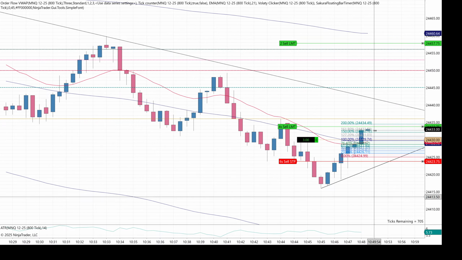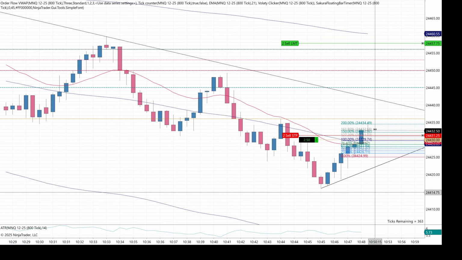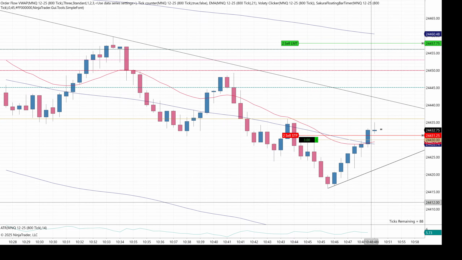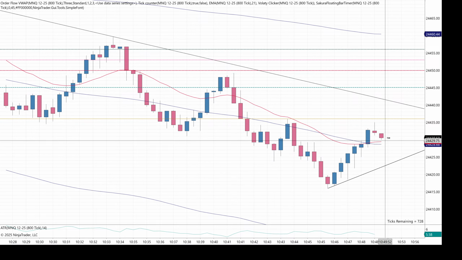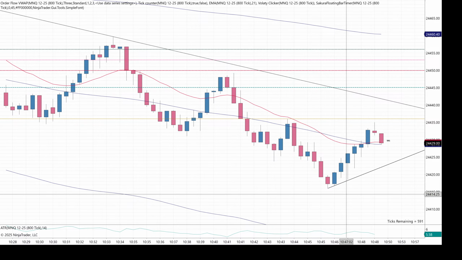We're almost at the target. Come on. There we go. My runner is at slightly above break even. Let's see if we can get a runner. Okay, my runner's out. And the runner is out as well. Okay. That was a quick trade.